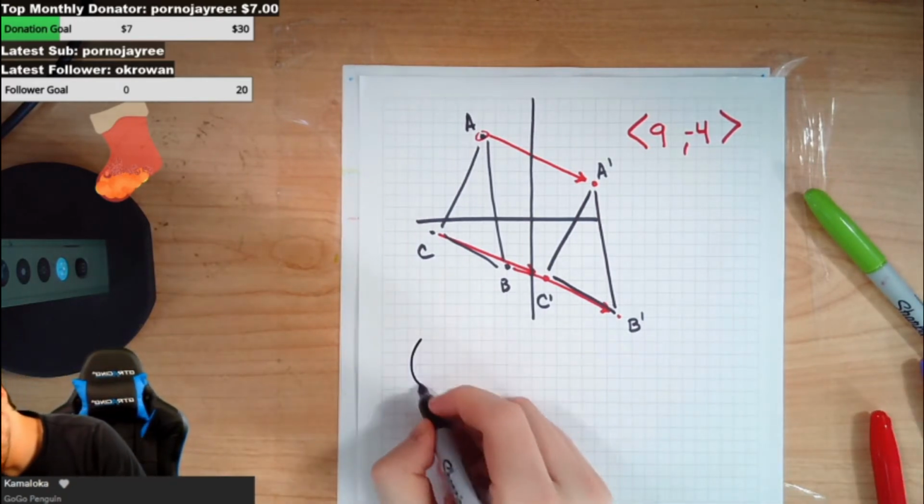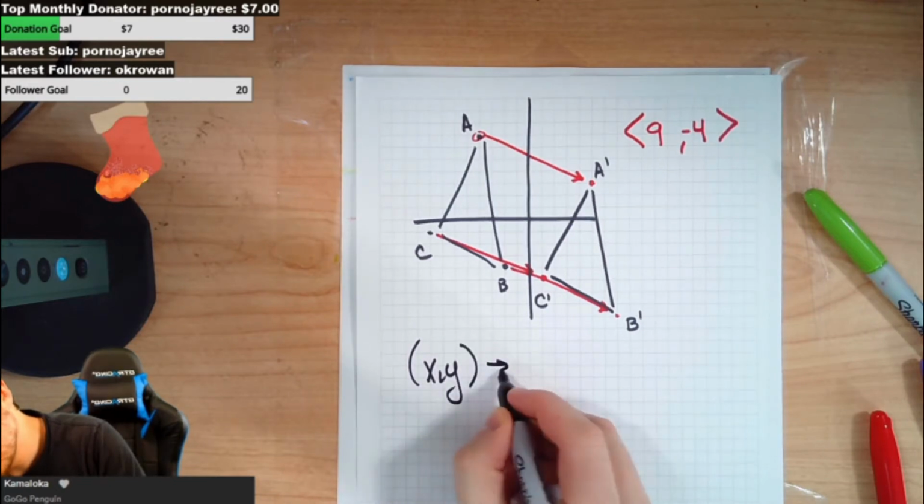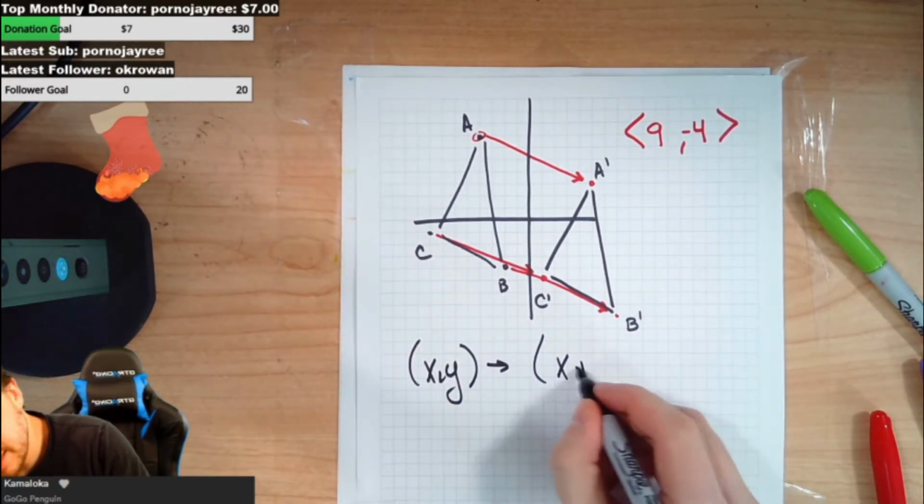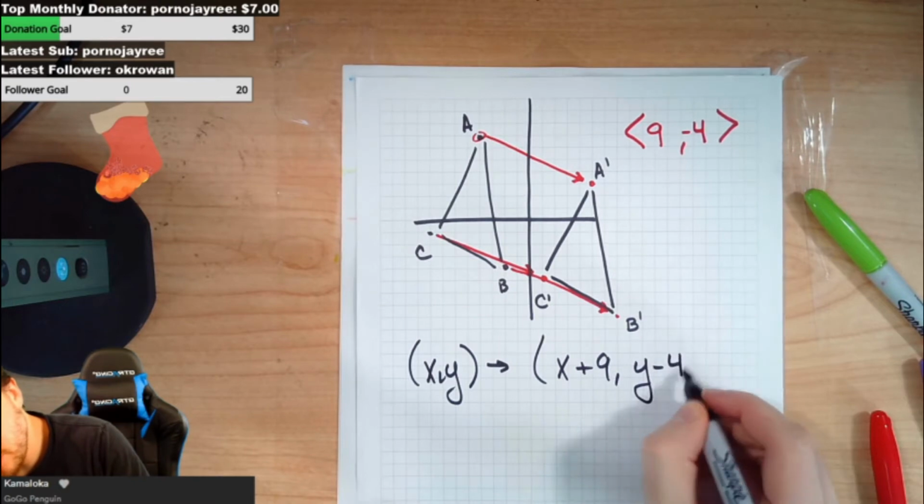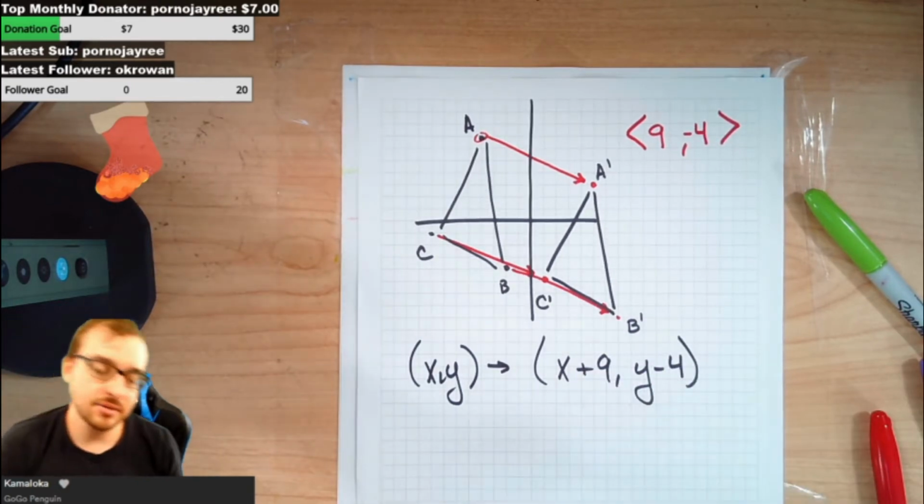The rule will be written like this. Take your original coordinates, and of course, for this one, we're going to add 9 to the x, and we're going to subtract 4 from the y to move it right and down.